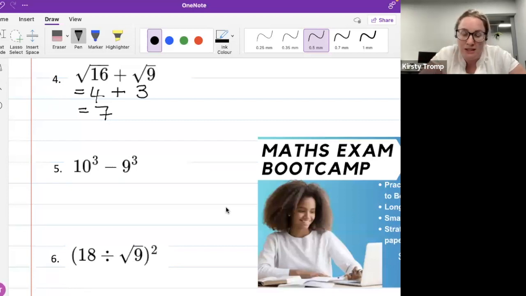So the square root of 16 is 4 plus. What's the square root of 9, Indalo? What 2 numbers give me 9? 3 times 3. 3 times 3, good. So now I'm going to have 4 plus 3. And what's 4 plus 3? 7. Does it make sense how I got my answer now? Yes, ma'am. Awesome, well done.